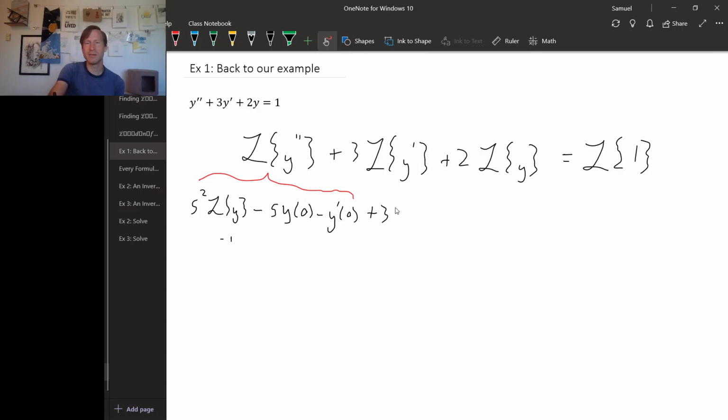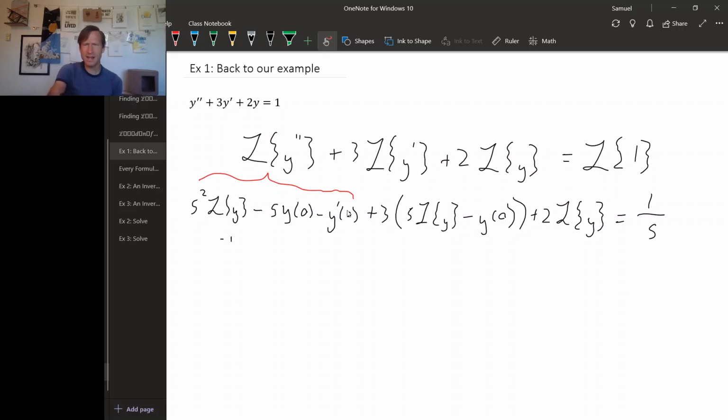Plus 3 times the Laplace transform of y prime, which is s times the Laplace transform of y minus y of 0, plus 2 times the Laplace transform of y, equals, and on the right-hand side, the Laplace transform of 1, that's one that we know. That's 1 over s.